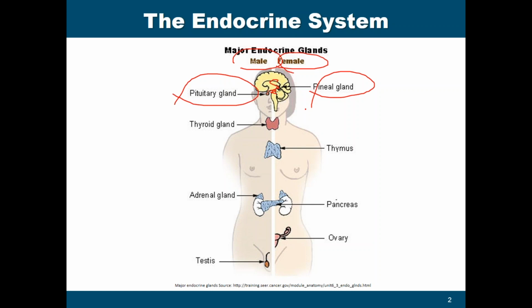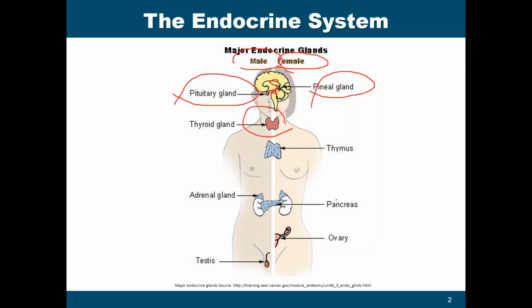Now you have to remember that the hypothalamus has a very important function. It is actually the one that regulates the pituitary gland to release the hormones. Meaning to say that if you have damage to the hypothalamus, that will also affect the function of the pituitary gland.